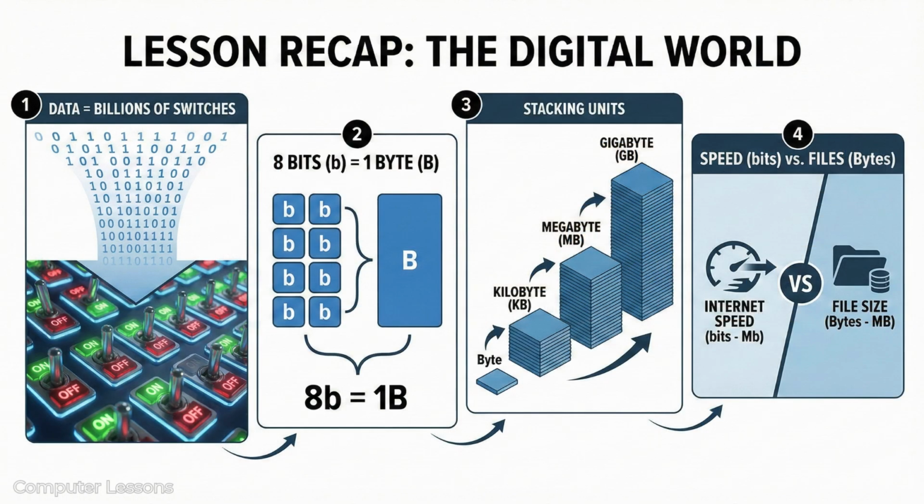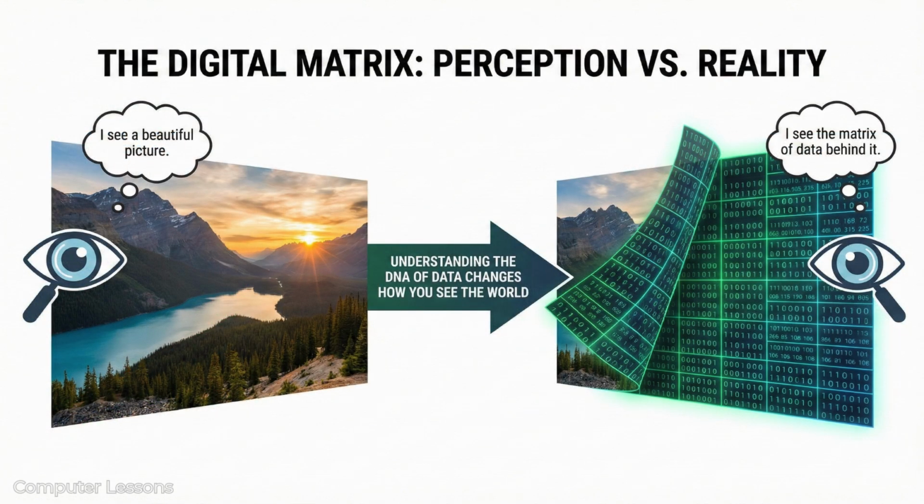So, to recap, data is nothing more than billions of switches turning on and off. We group 8 bits to make a byte. We stack bytes to make kilobytes, megabytes, and gigabytes. And we learned that internet speed is measured in bits, while files are measured in bytes. Understanding this DNA of data changes how you see the world. You don't just see a picture anymore, you see the matrix behind it.